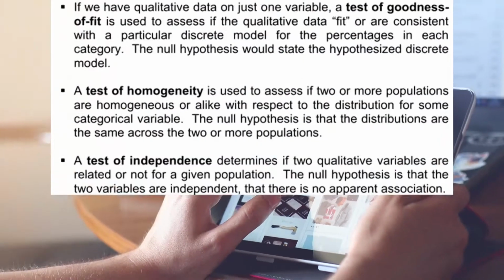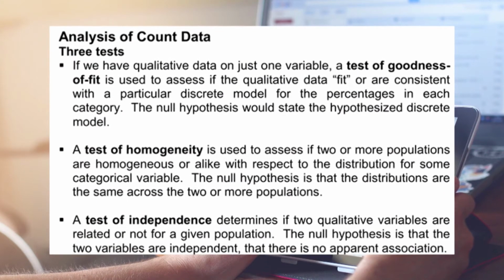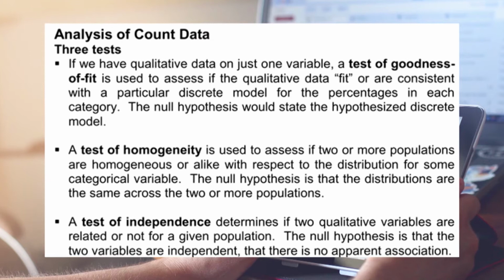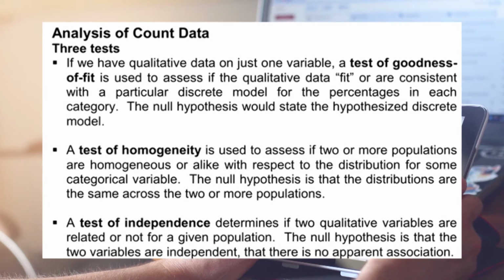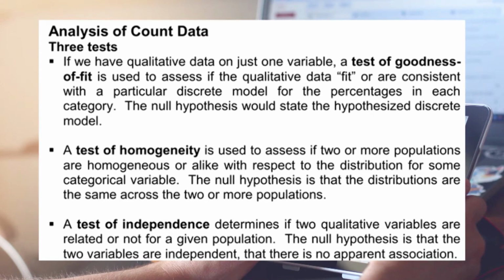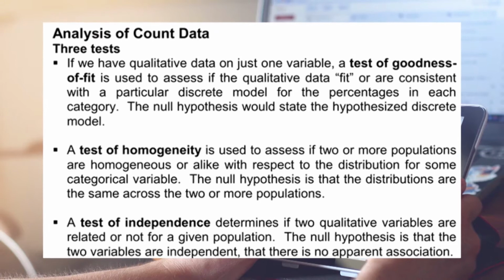For analysis of count data, there are 3 tests. The first: if we have qualitative data on just one variable, a test of goodness of fit is used to assess if the qualitative data fit or are consistent with a particular discrete model for the percentages in each category. The null hypothesis would state the hypothesized discrete model. A test of homogeneity is used to assess if 2 or more populations are homogeneous or alike with respect to the distribution for some categorical variable. The null hypothesis is that the distributions are the same across the 2 or more populations.